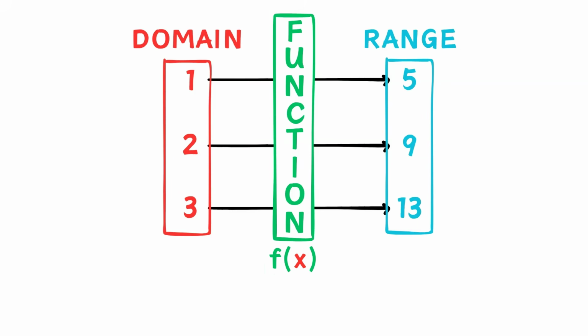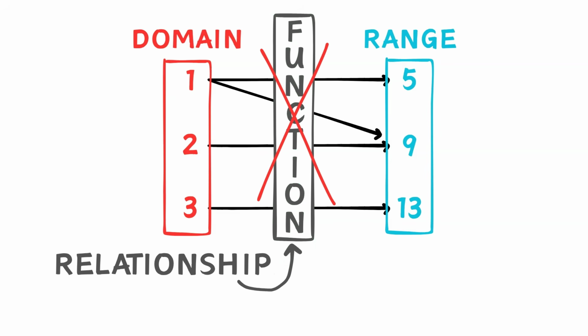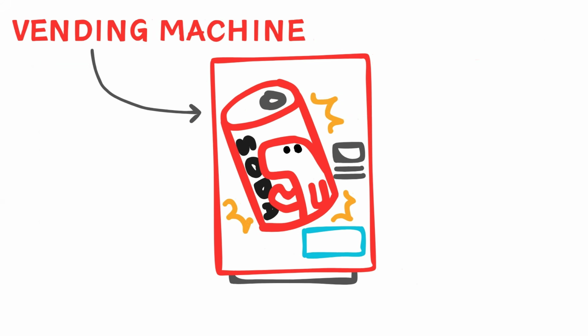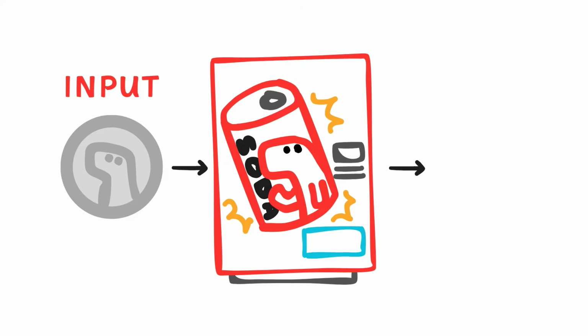Each input in a function can only have one output. If there are two outputs for a single input, that's a relationship and no longer a function. Think of a function like a vending machine. When you put something in, it will give you the same result.